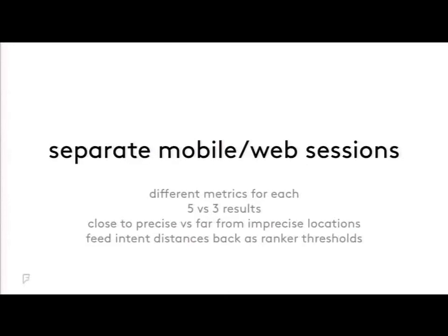Another thing that we did is we extracted separate mobile and web sessions so that we could use different metrics for each. For instance, we returned 5 autocomplete suggestions in our mobile apps, but only 3 on web. So it makes sense that you need different metrics for them. Another thing, and this seems kind of natural, is that users on the web usually search farther away from their current location. And that current location is a lot less precise to begin with, given that it's often derived from like GeoIP lookups or something. Another thing that we did is we logged the distance from the user to their desired result with the idea that we could then feed back these distances as thresholds for the ranker.